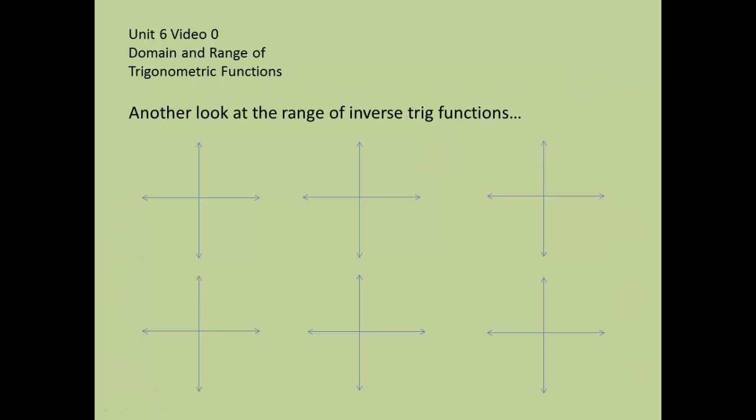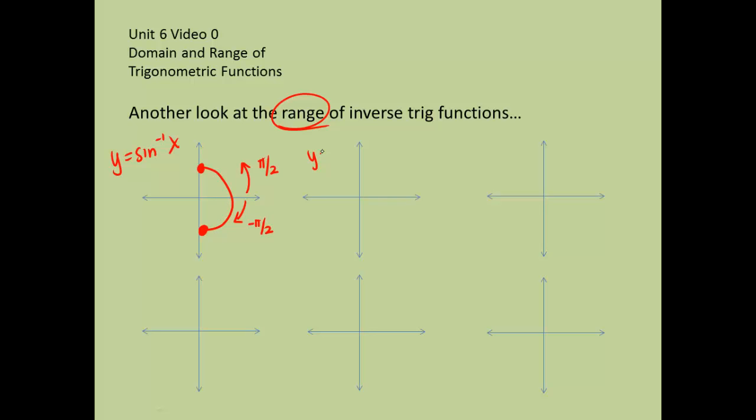This is another way to look at the range values of our inverse trig functions. Remember, these are just the range values. This is not the actual graph. The actual graphs are the ones that I showed you on the first 3 slides. So this is my sine inverse, and it has range values that encompass anything between negative pi over 2 and positive pi over 2. Rather than thinking of this as 3 pi over 2, 270 degrees, we're going to interpret it as negative 90 degrees.